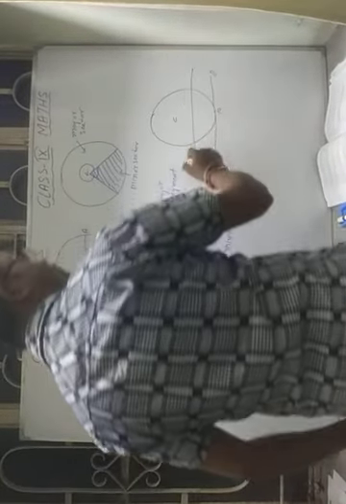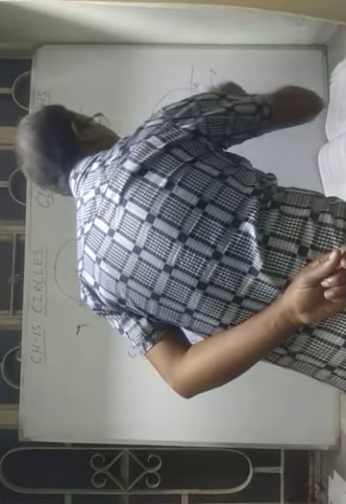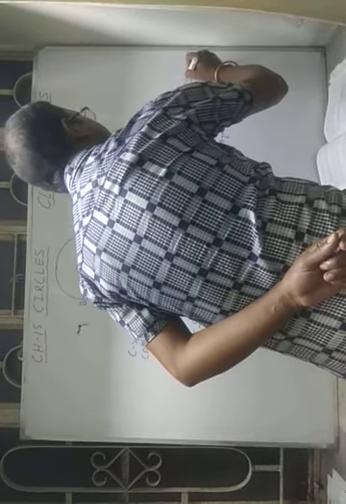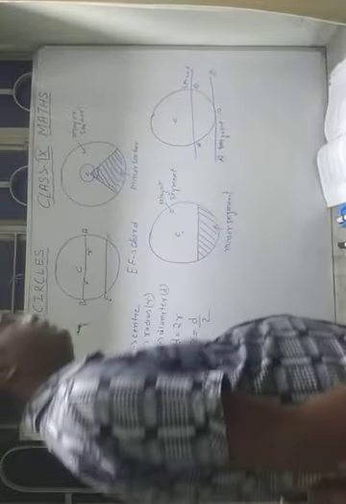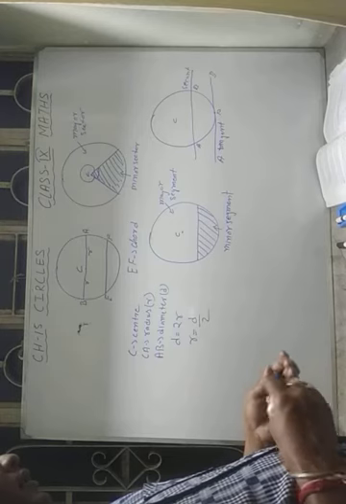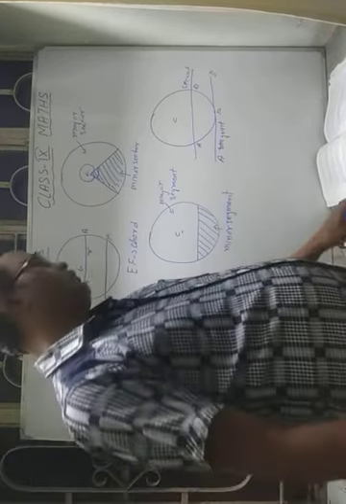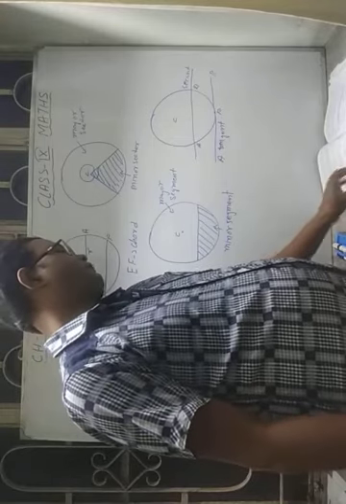Similarly, if the same line cuts the circle at two distinct points, suppose A and B, this line is called a secant. Tangent and secant. So these are some important basic things that we should know while doing the chapter.